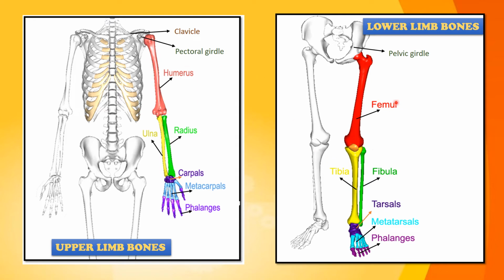Now the bones of the lower limb. The leg has a large bone above the knee known as femur and two bones, that is tibia and fibula, below it. And there are smaller bones in the ankle, foot and toes.